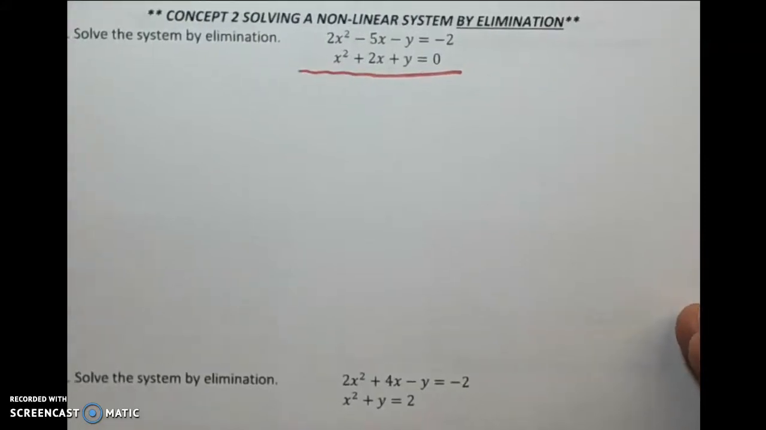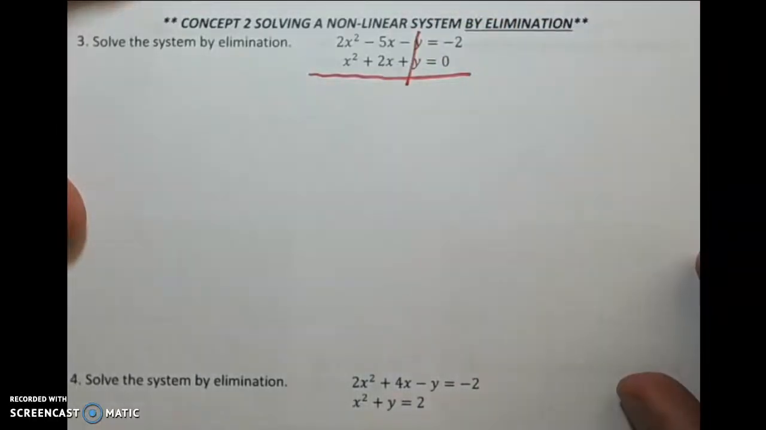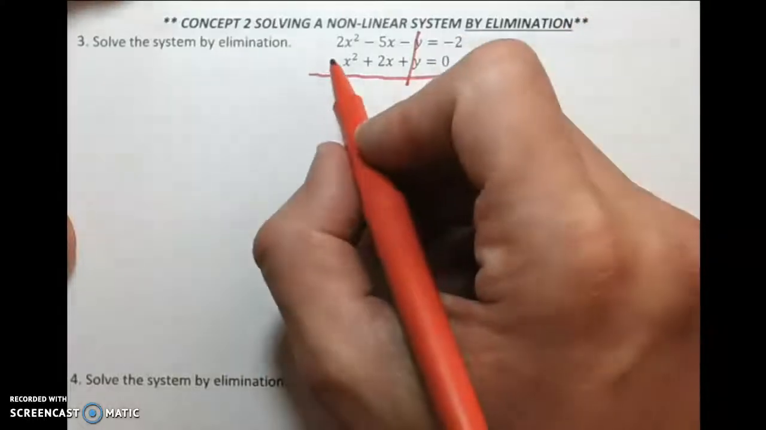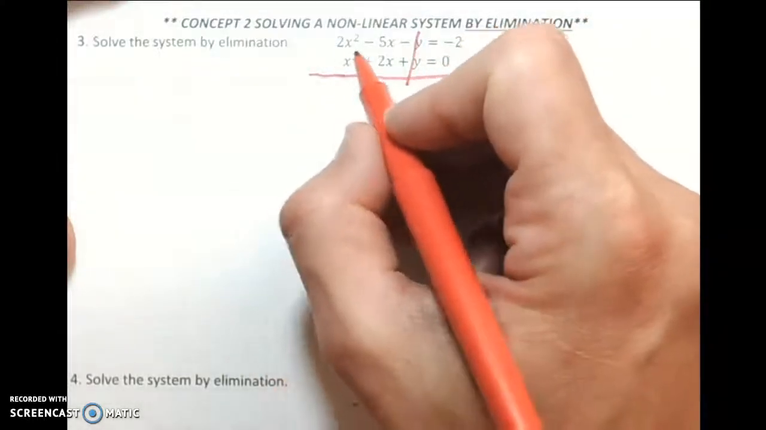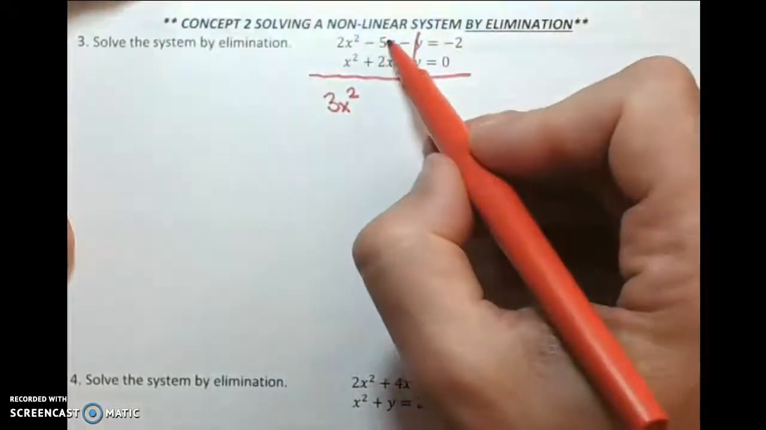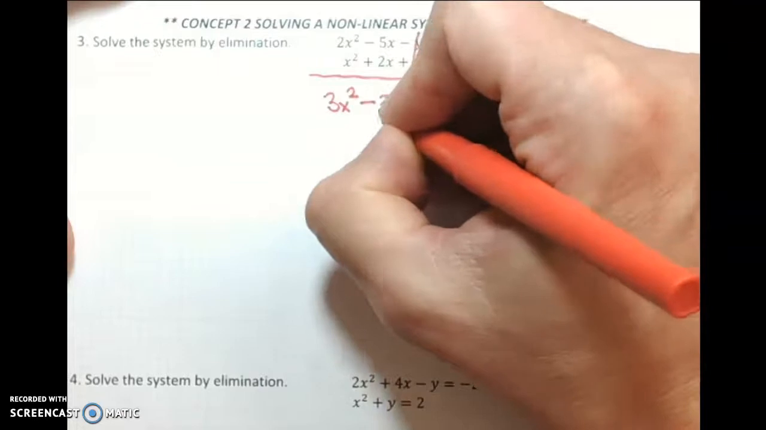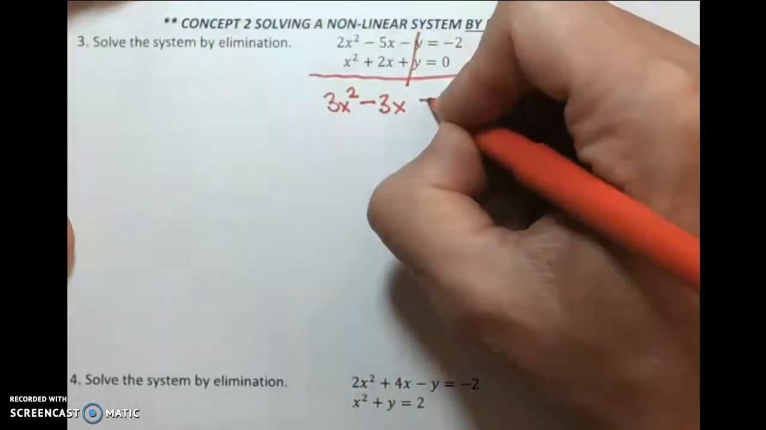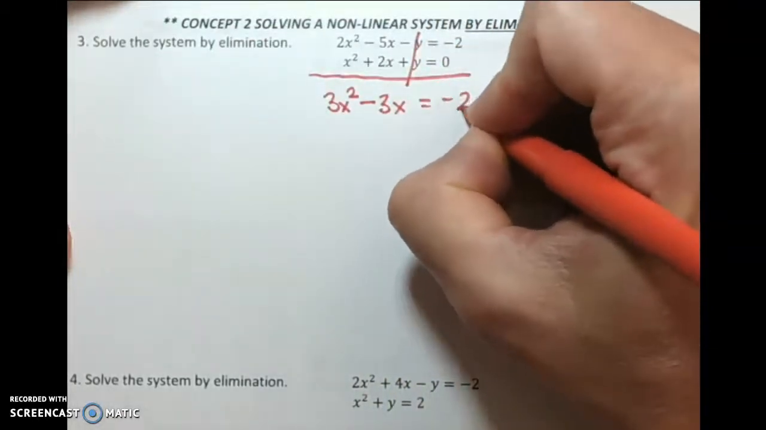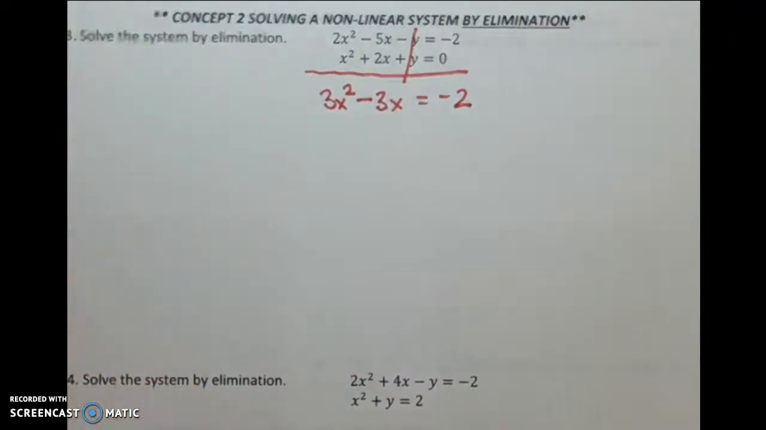So, they eliminate, right? Negative y plus positive y is 0. I no longer have to worry about my y's. I combined my other like terms. 2x squared and x squared is 3x squared. Negative 5x and 2x is negative 3x, sorry. And then negative 2 and 0 is negative 2. And what type of equation am I working with? A quadratic. And I'm going to go ahead and solve that quadratic.